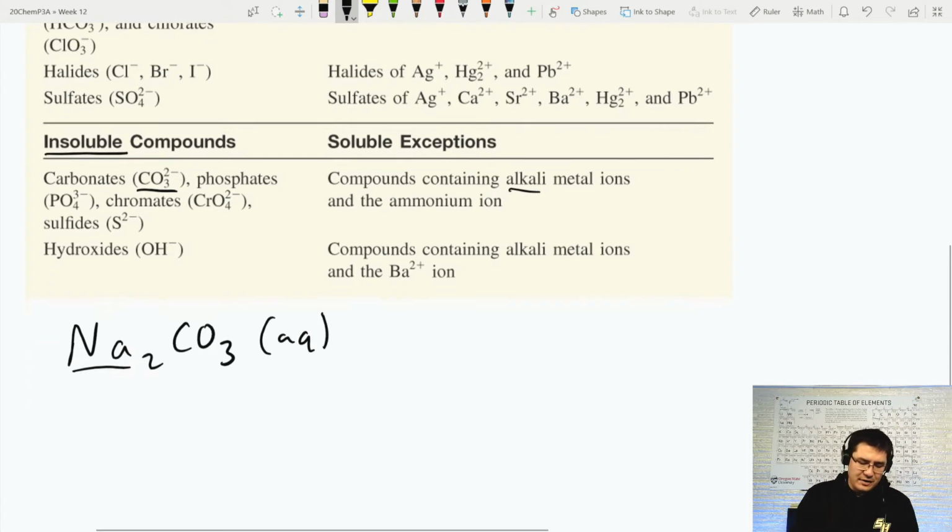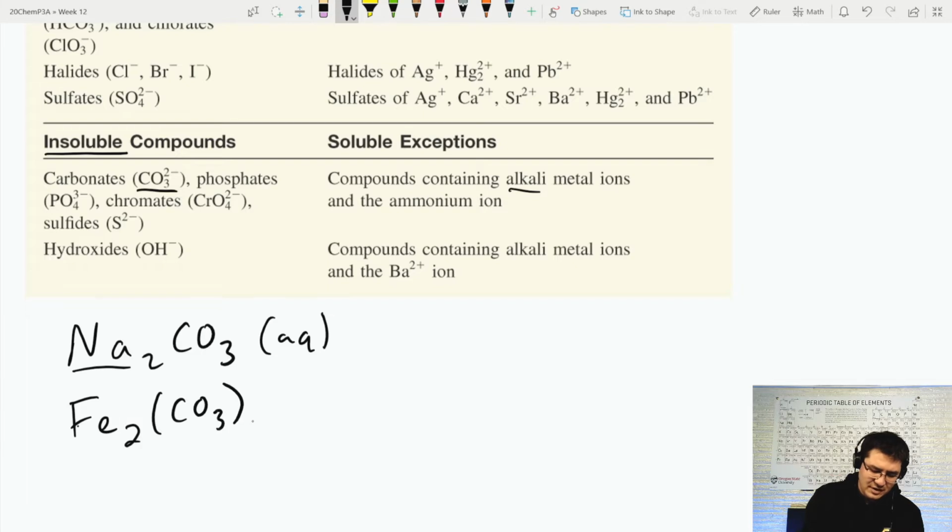Okay, but if I had a different carbonate, let's go back to iron. So let's see, Fe2(CO3)3. So that's iron 3 carbonate. Because carbonate's on the list of insoluble, and because iron is definitely not an alkali metal, iron is a transition metal, in this case this would be a solid in water. It wouldn't dissolve. So a way to say insoluble is to write the S, which means solid. It'll stay in the solid form when put in water.